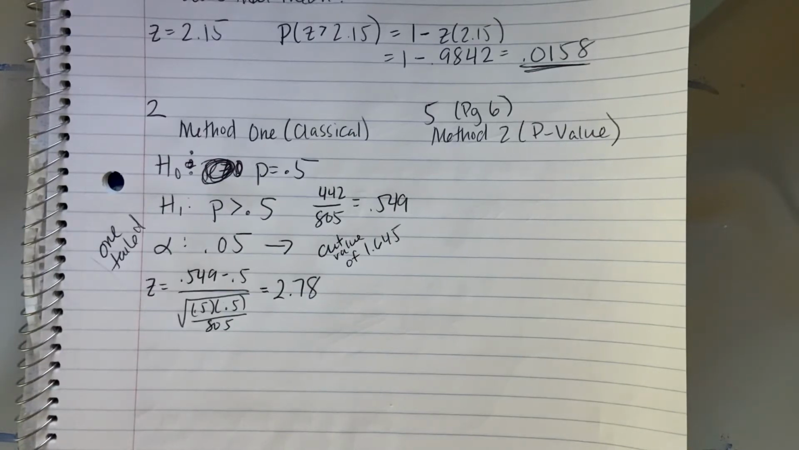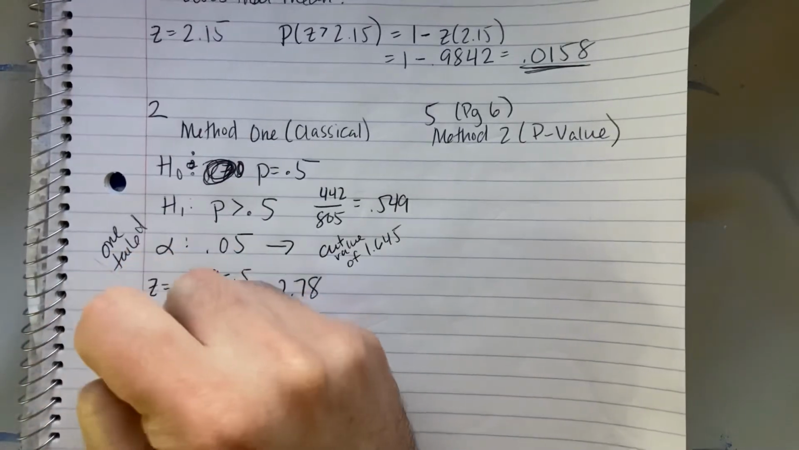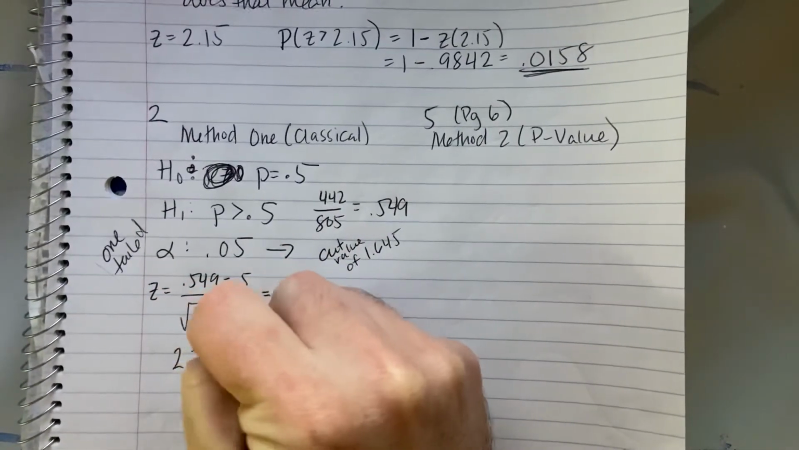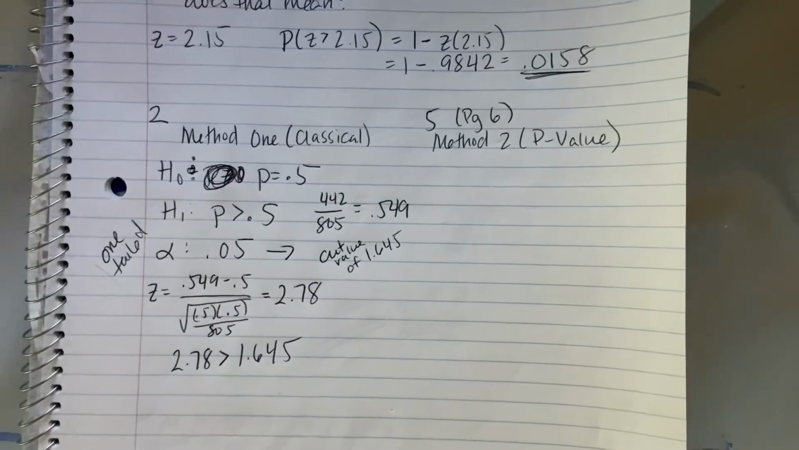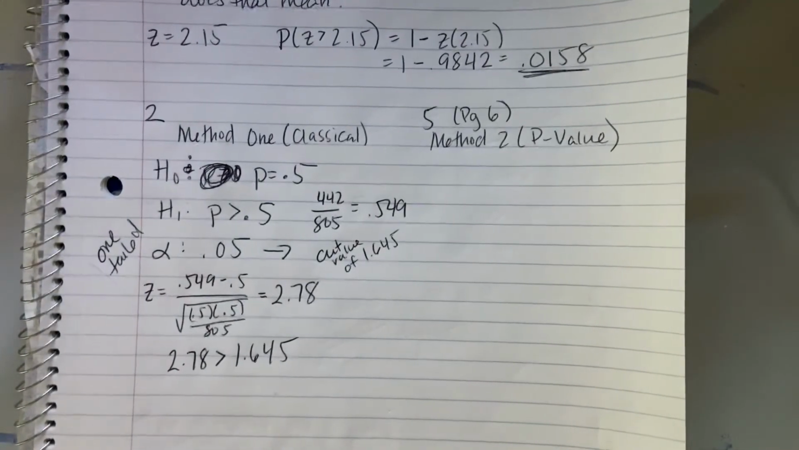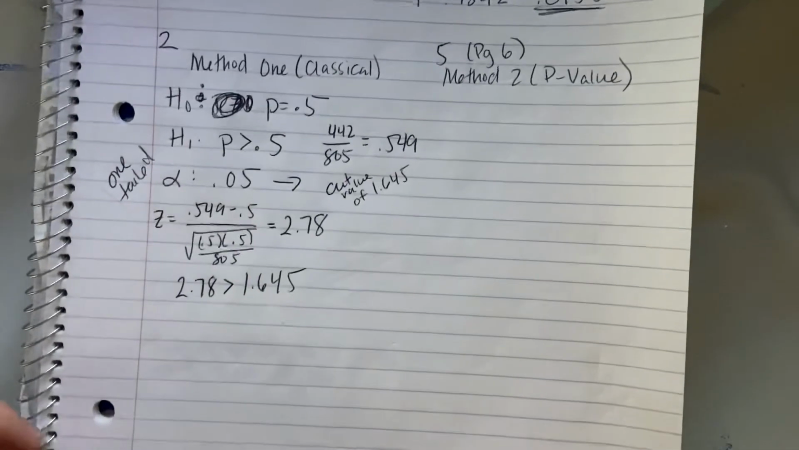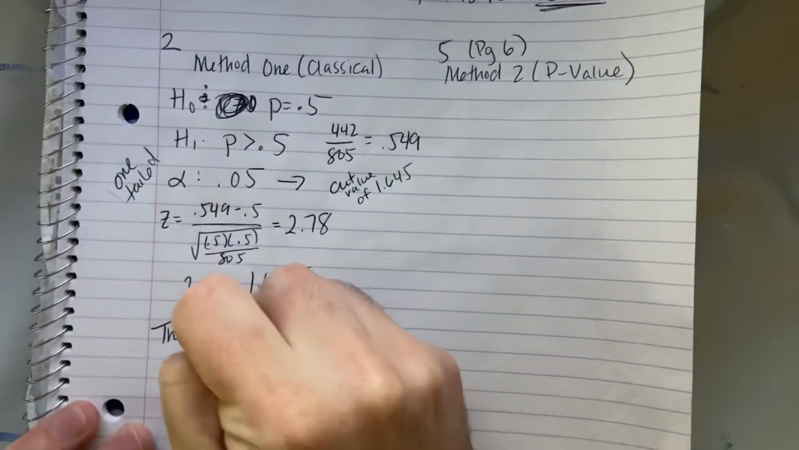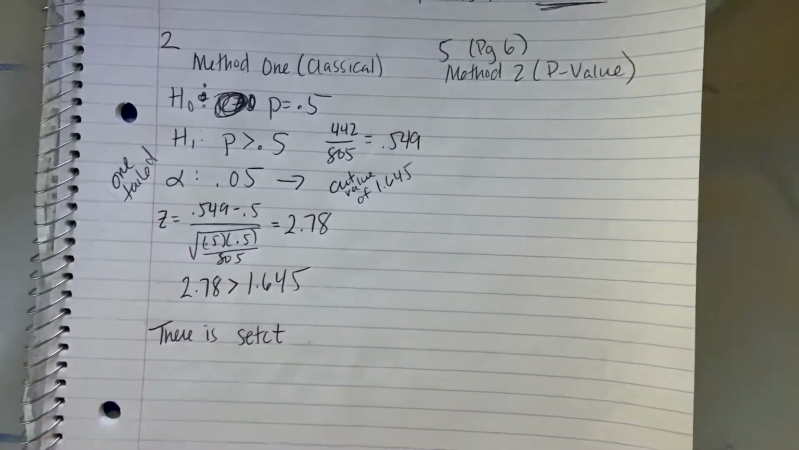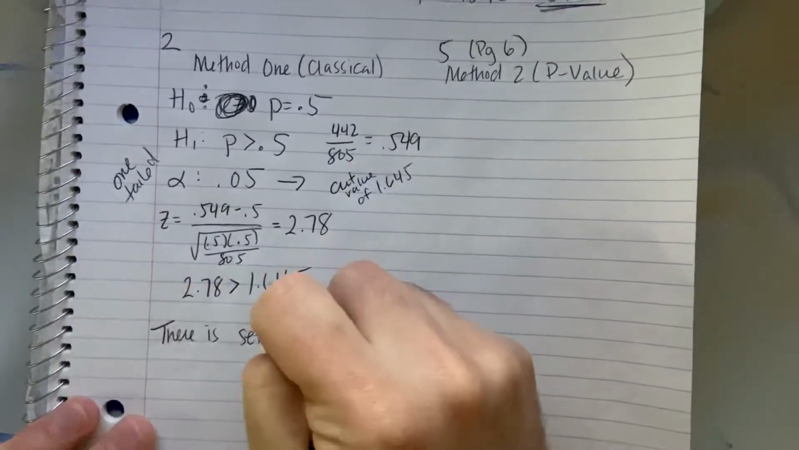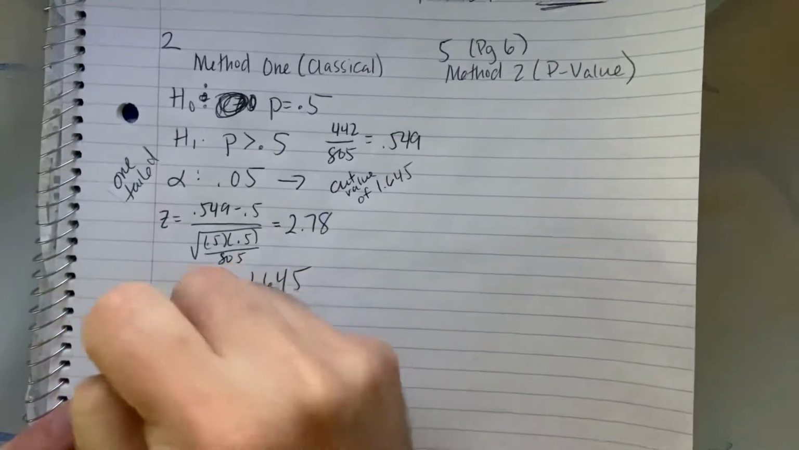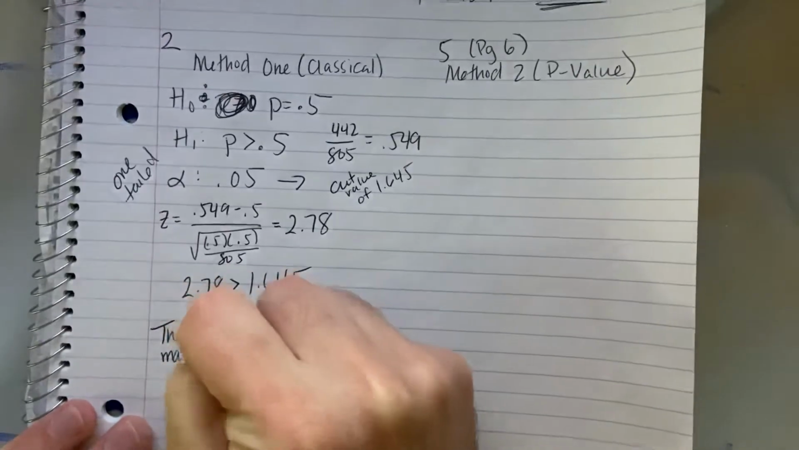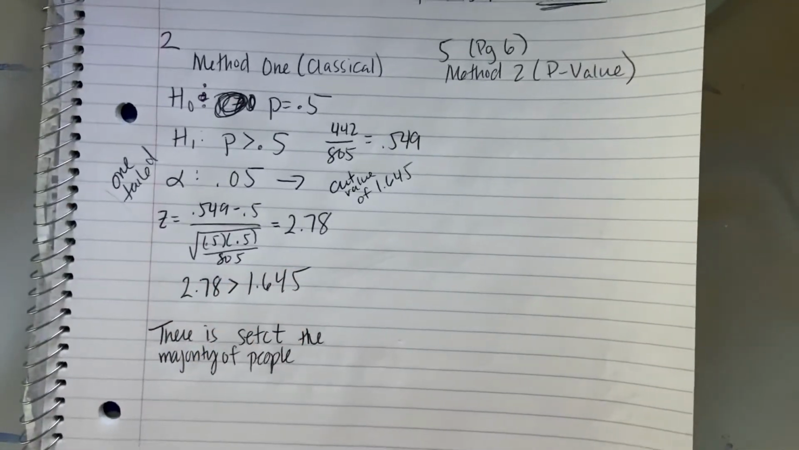But either way, what do we know? That my z-score, 2.78, is greater than 1.645, which means it's more standard deviations away than the cutoff point, which allows us to conclude what? There is sufficient evidence to conclude that the majority of people prefer a window seat.